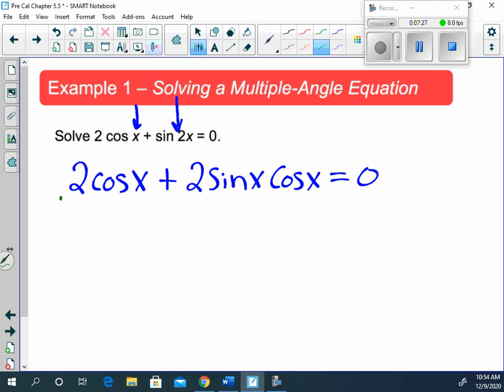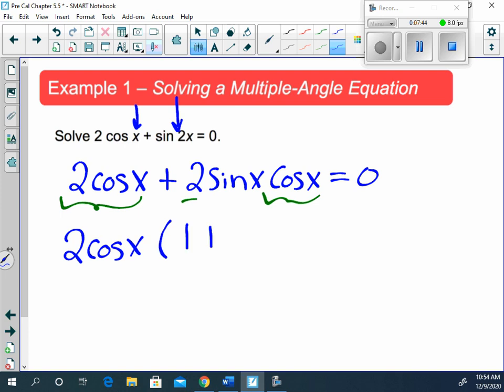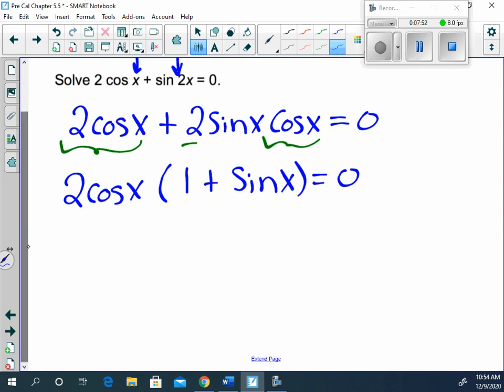Well, now we can start solving. Well, hey, that's in common in both, yes? So I can factor it out. So I can say 2 cosine of x times 1 plus sine of x is equal to 0. 2 things multiplied together equal 0 means one of them has to be 0.